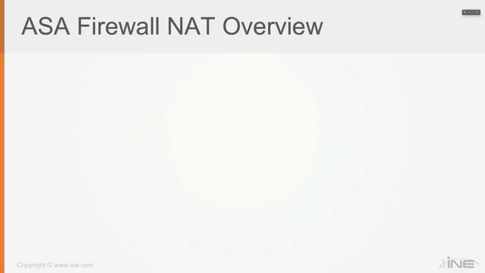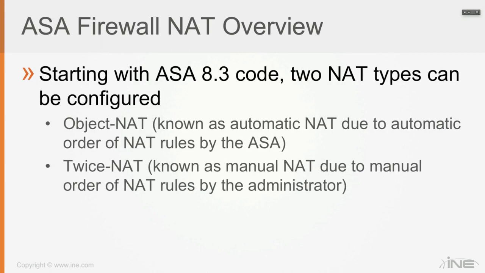So, Firewall NAT overview. Starting with ASA 8.3 code, configuration-wise we have only two NAT types that can be configured. Object NAT, also known as automatic NAT, due to the automatic order of NAT rules by the ASA. We're going to get to that a bit later. And twice NAT, which is also known as manual NAT, due to the manual order of NAT rules by the administrator.